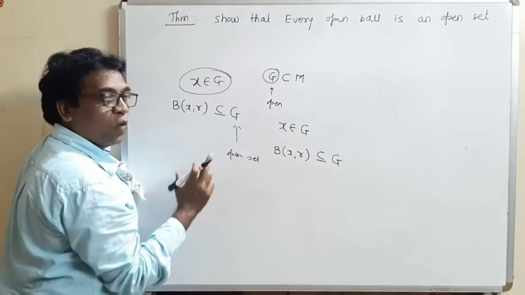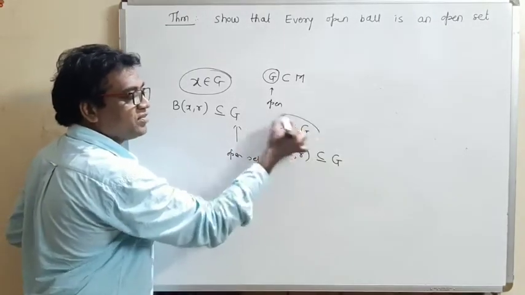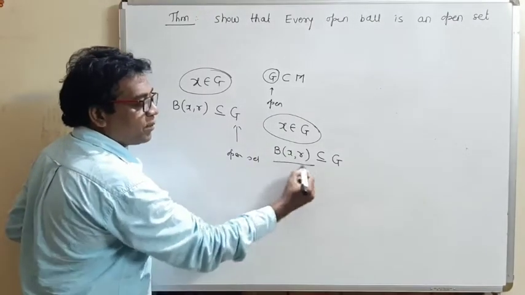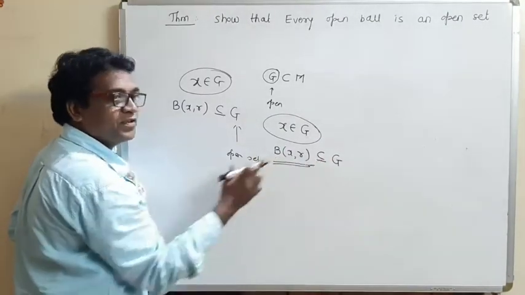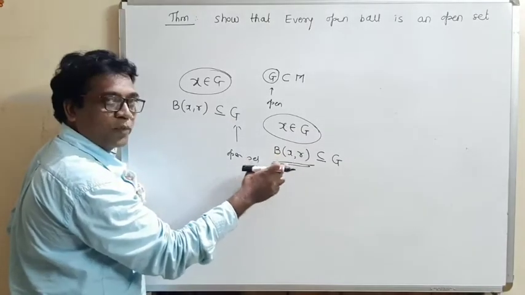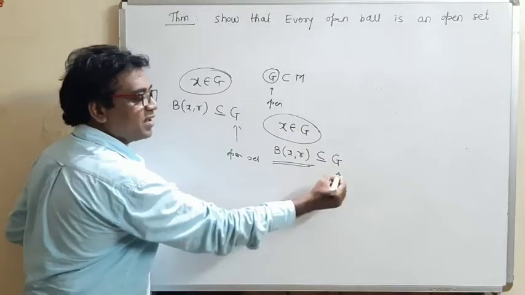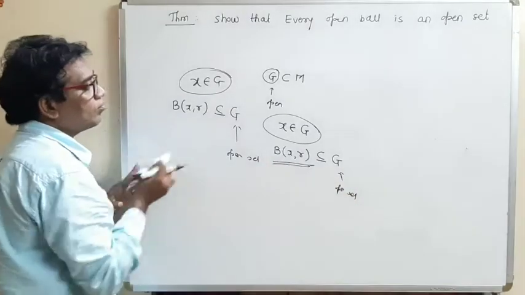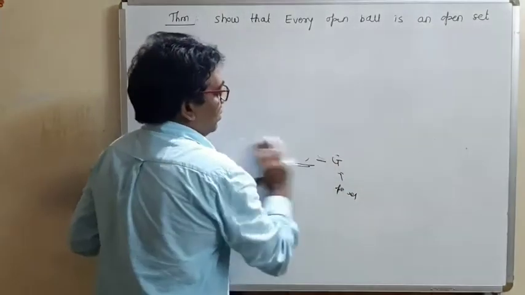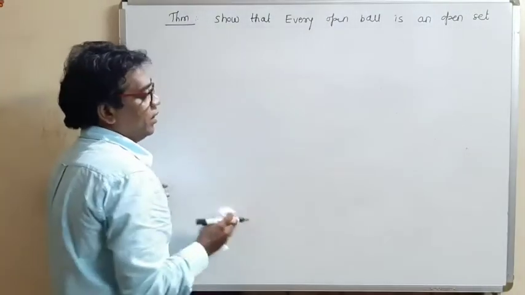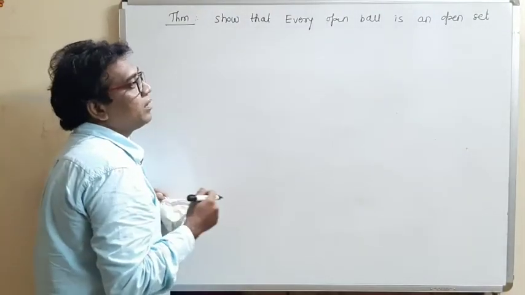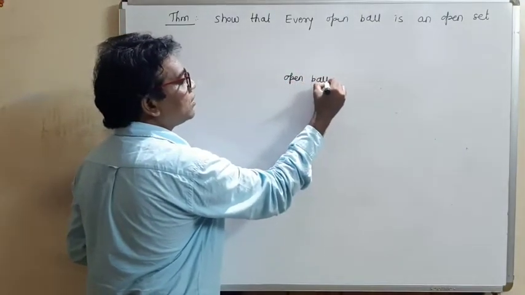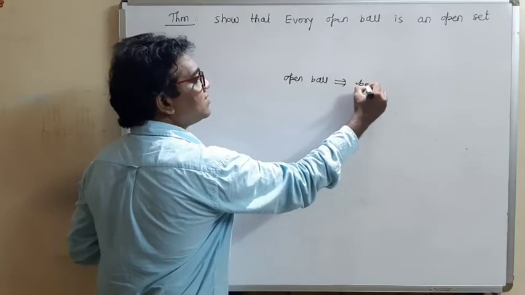So see what is meant by open set. If you want to show that G is an open set, then what is the definition of open set? We have to find some open sphere which is a subset of G. If we find some open sphere which is contained in G, then we can say that G is called an open set. Now see, in this theorem, we want to show that every open ball is an open set.